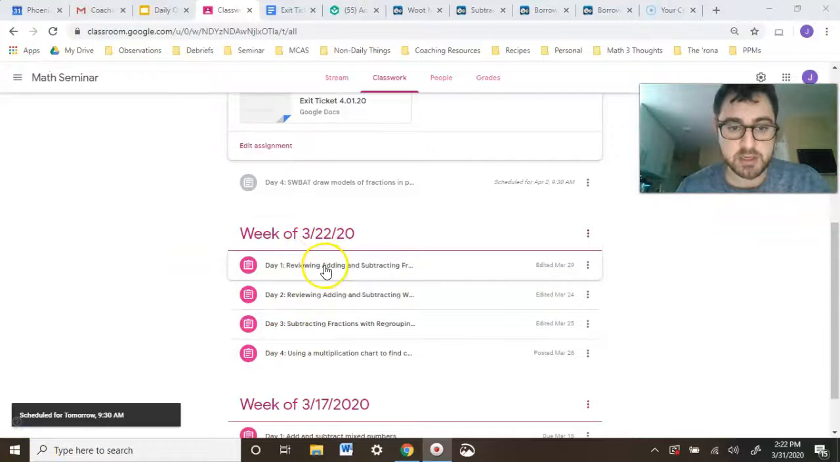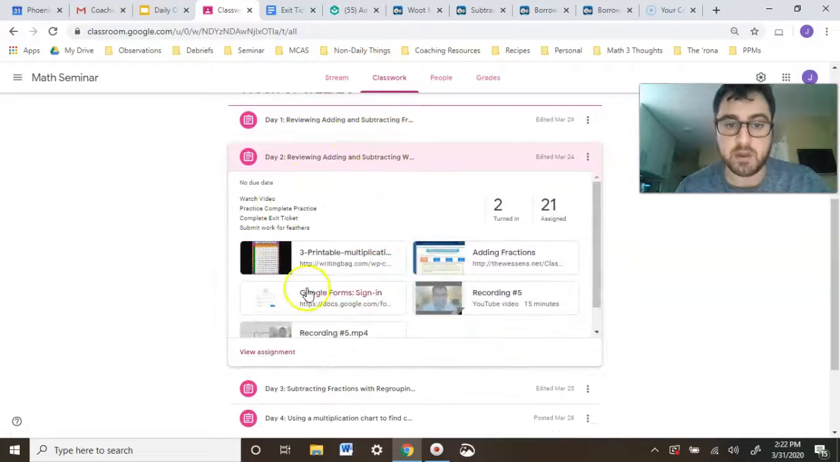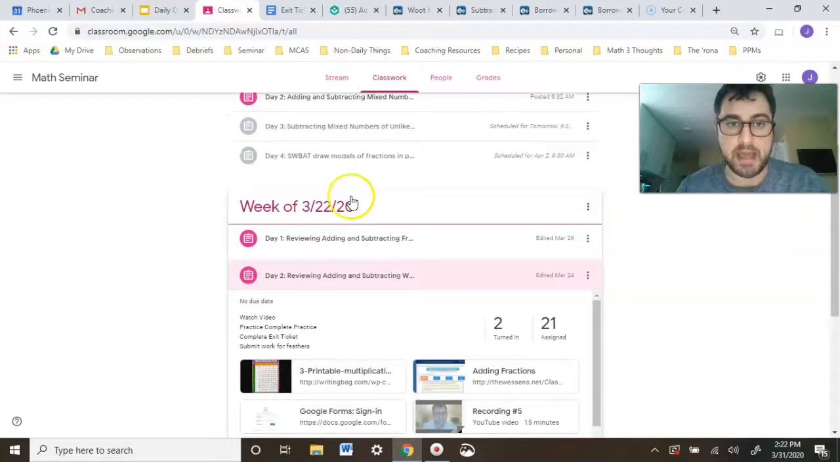In this week, we spent a lot of time adding and subtracting with unlike denominators. So go back and practice this if you're confused.